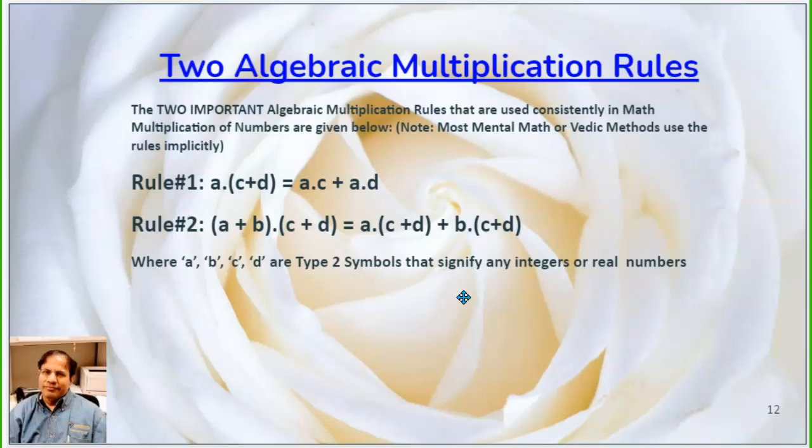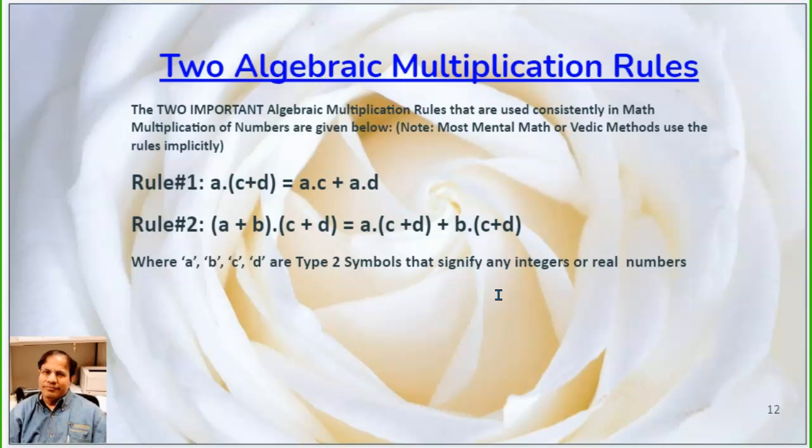Of course, we can explain this with the modern algebraic multiplication rules as rule number 1 and rule number 2. Rule number 1 is stated as a multiplied within the parenthesis c plus d equals a times c plus a times d. That means we distribute a inside the parenthesis c plus d. And this second rule is an extension of the first rule, where we have 2 parentheses. The first parenthesis inside we have a plus b multiplied by the second parenthesis inside c plus d.